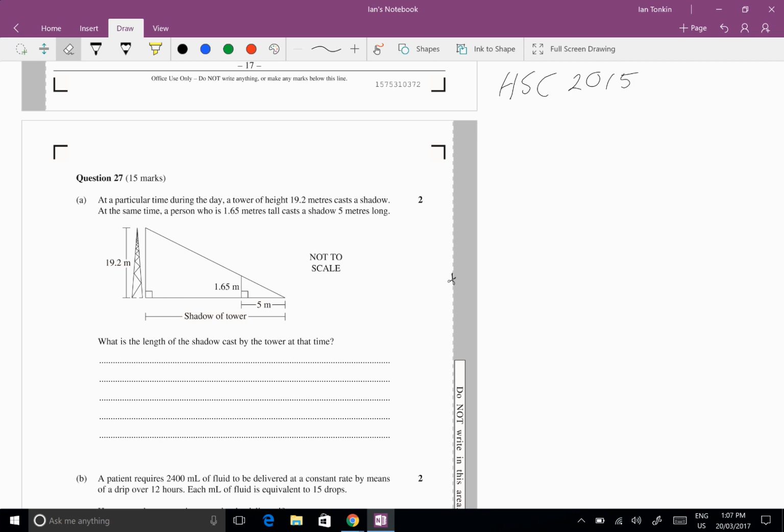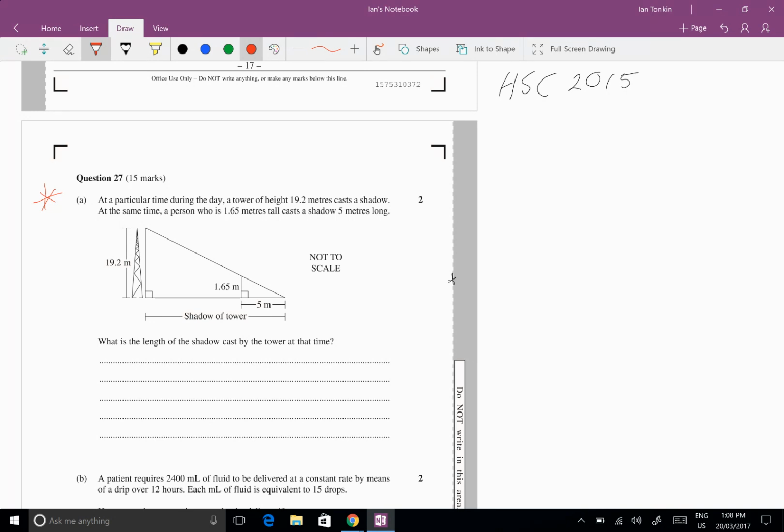Righto, Year 12. Some students asked some questions about the 2015 HSC, so I've got it up here and I'm going to do a couple of questions from it, put it on the website. So the first one here is question 27A, and it comes up. There's a triangle there, or two triangles there, and they've got right angles.